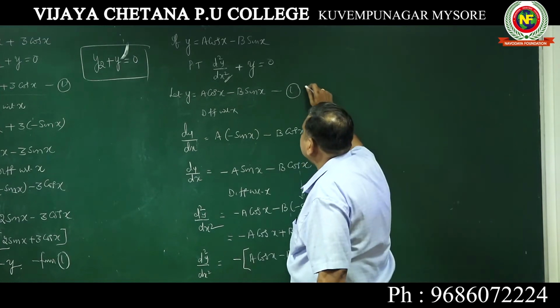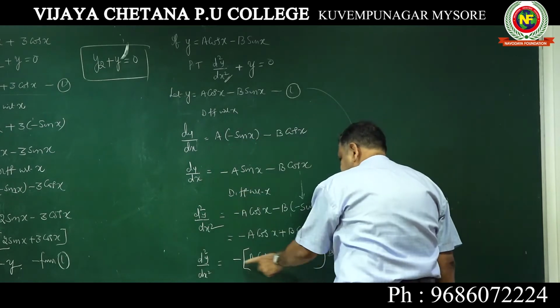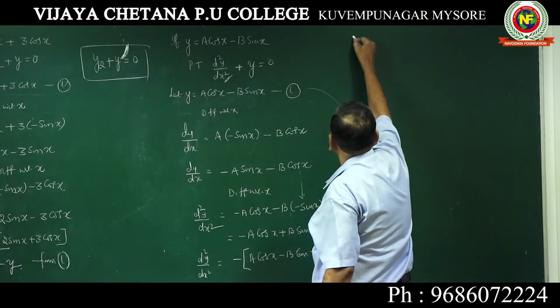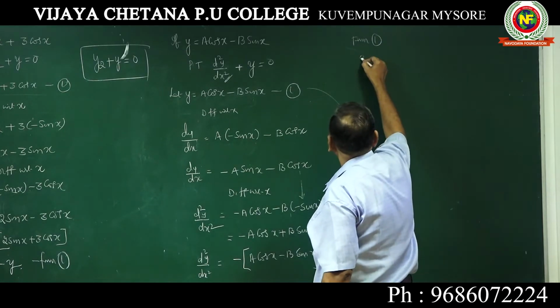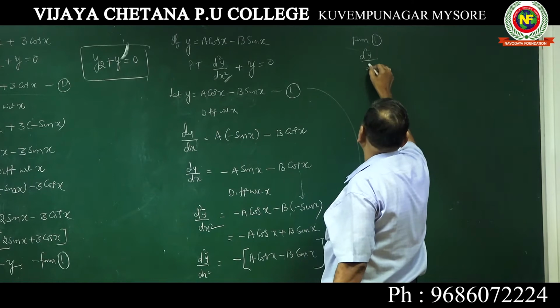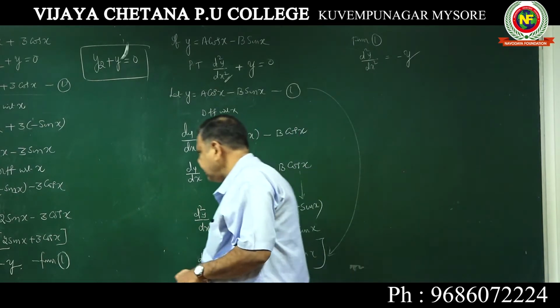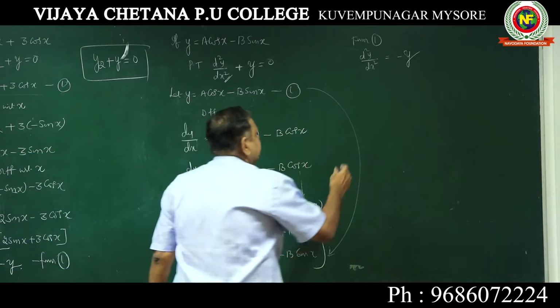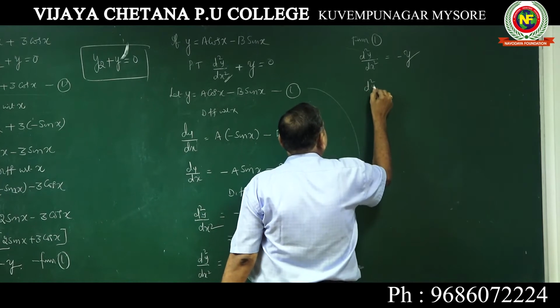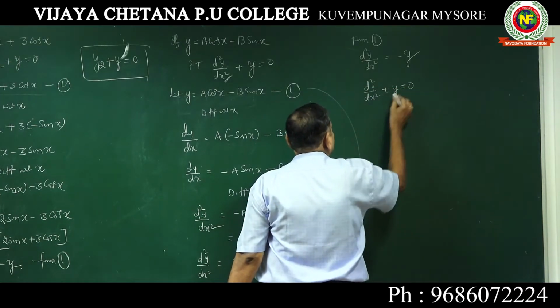What is this? This is nothing but, from 1, it is y. A cos x minus b sin x is y, so minus y you can write from 1. From 1, what you can substitute is d square y over dx square is equal to minus y. Shift this y this side, it is d square y over dx square plus y is equal to 0. You got the solution.